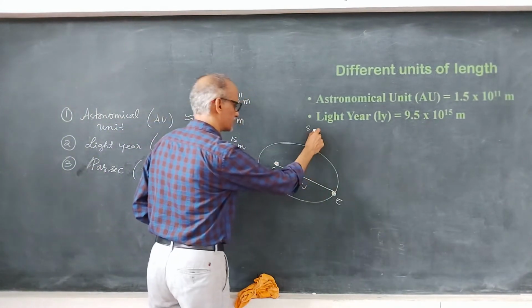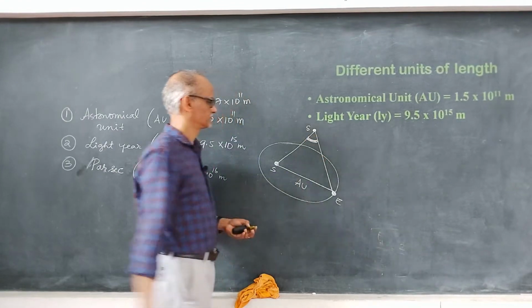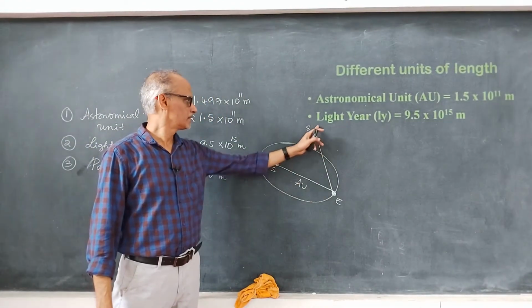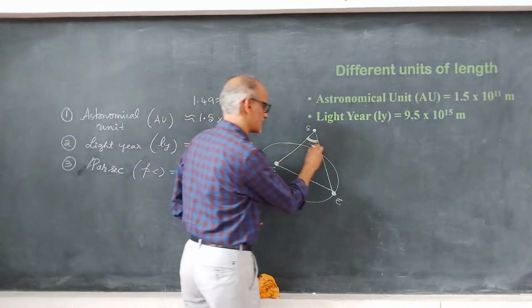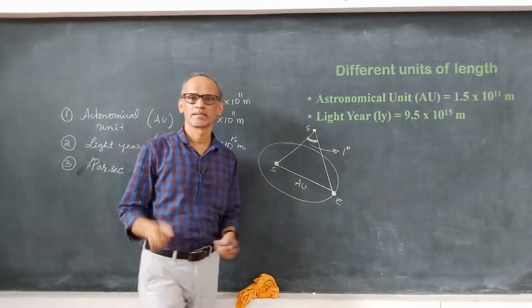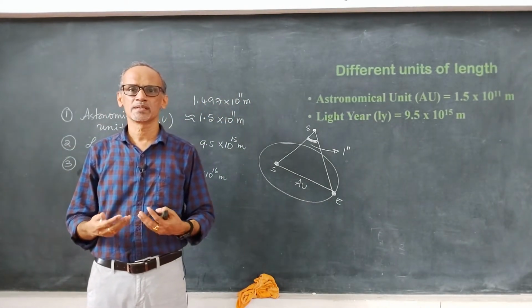With this line, it makes a certain angle here, correct? See, with this astronomical unit, it forms an angle. And if this angle is 1 second, now you may wonder what this second is.